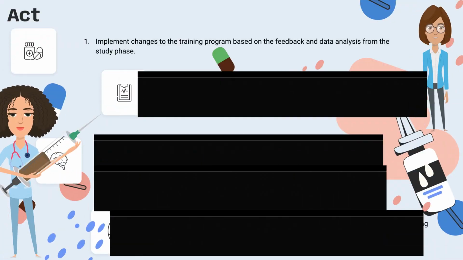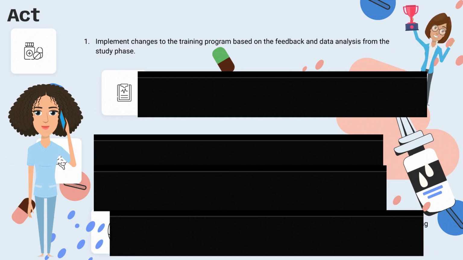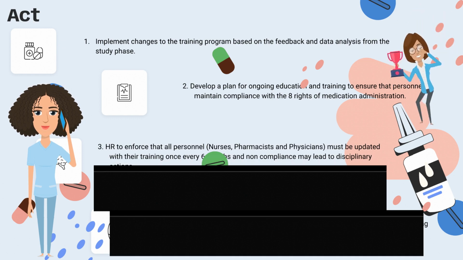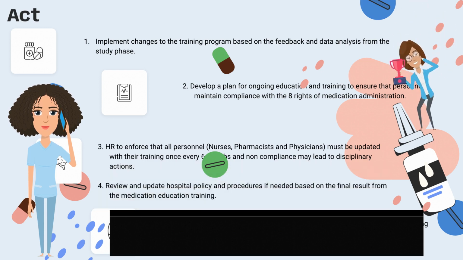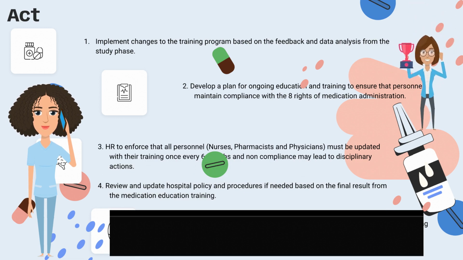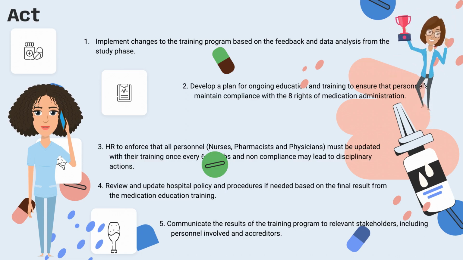To act, we'll implement changes to the training program based on the feedback and the data collected from the study phase. We'll develop a plan for ongoing education and training. HR will enforce that all personnel have updated their training every 6 months, and non-compliance will lead to disciplinary action. We'll also review the hospital policy and procedures needed based on the final results from the medication education, and will communicate the results of the training programs to relevant stakeholders, including personnel involved and accreditors.